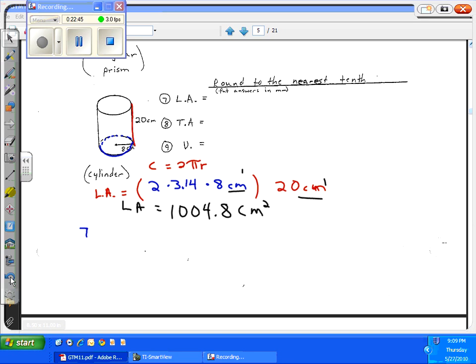To find the total area, you're going to add the top and bottom to that. So we're going to say 2 times the area of the bottom. The bottom is a circle. The formula for every circle is pi, which is 3.14, times the radius, which is 8 centimeters, squared. So we get 2 times the area of the bottom, which gives us the top and bottom, and then plus the sides, which was that 1,004.8 square centimeters.